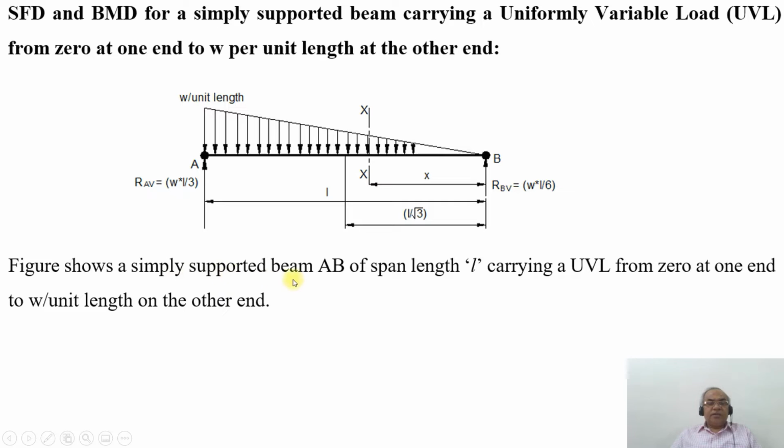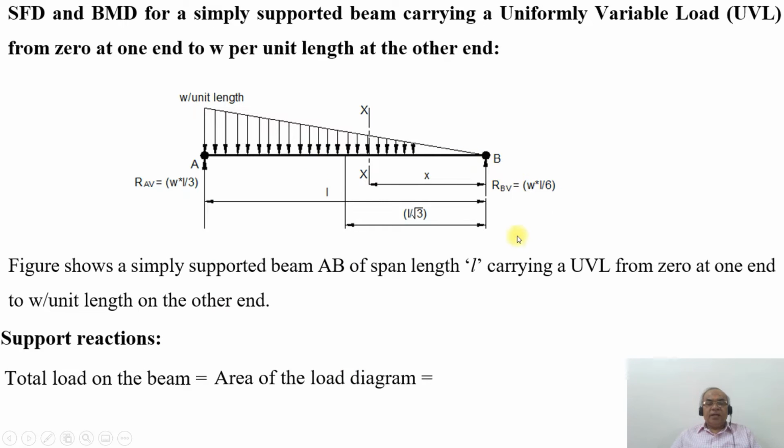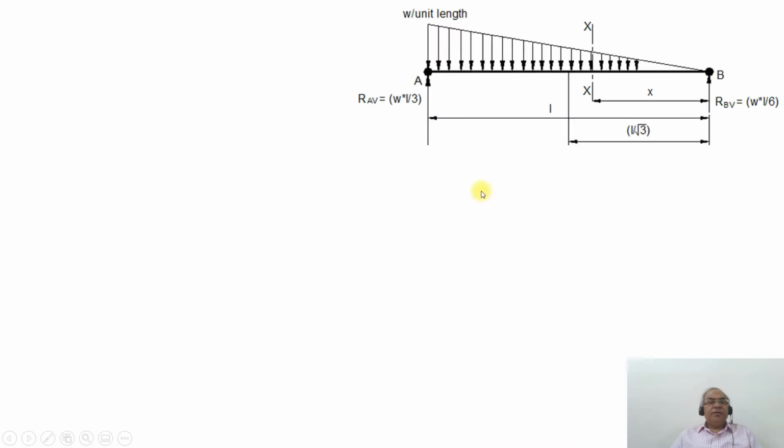So the figure shows a simply supported beam AB of span length L carrying a uniformly variable load from 0 at one end and W per unit length at the other end. The total load on the beam will be equal to the area of the load diagram, that is the area of the triangle, which is half into base L and height W. So half into W into L.